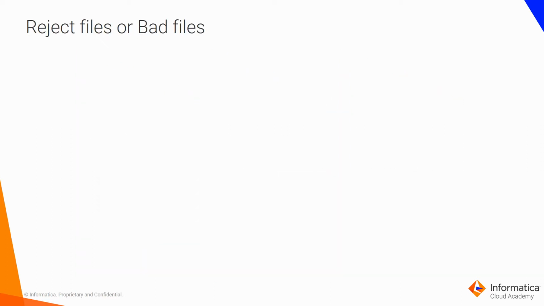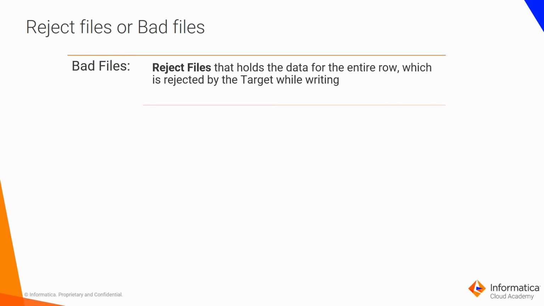Reject files or bad files. Let us now understand what bad files are. Bad files are often termed as reject files that hold the data for the entire row, which is rejected by the target while writing. Whenever a session is created with a target, reject files are also created along with it. The file always appends the data to the bad file for each load.